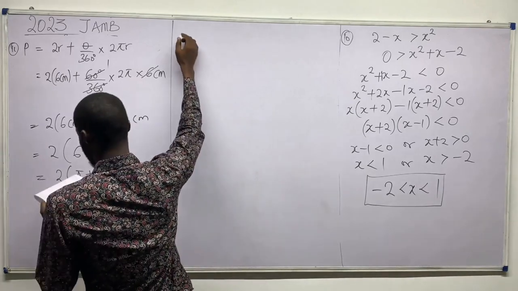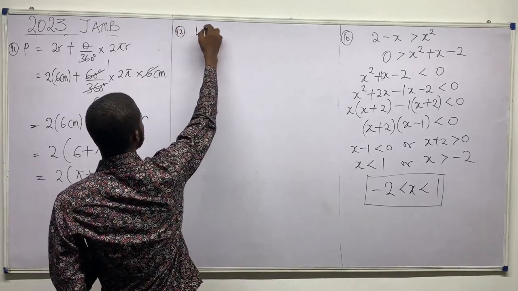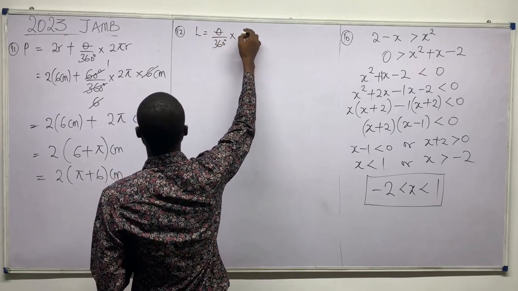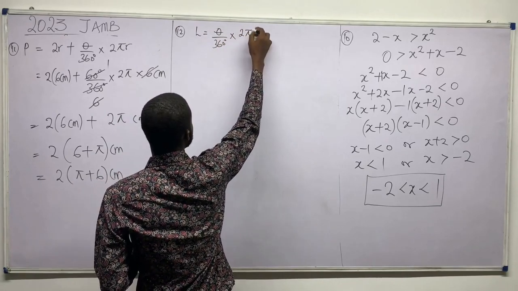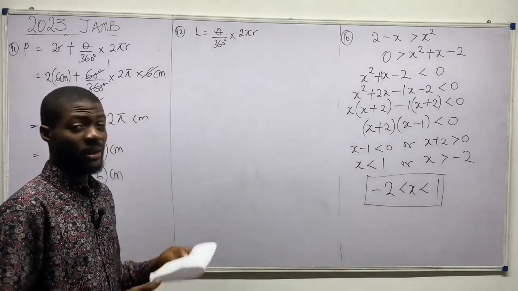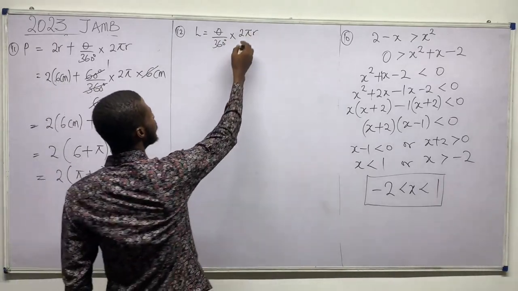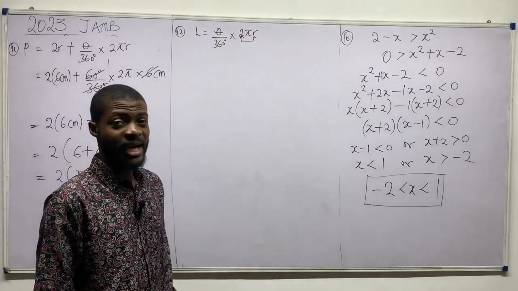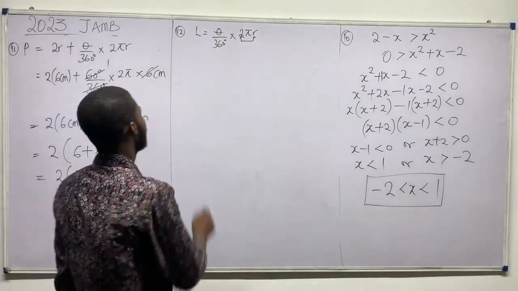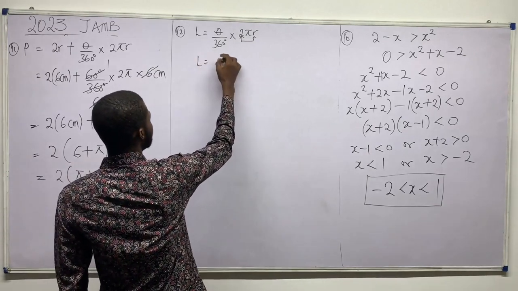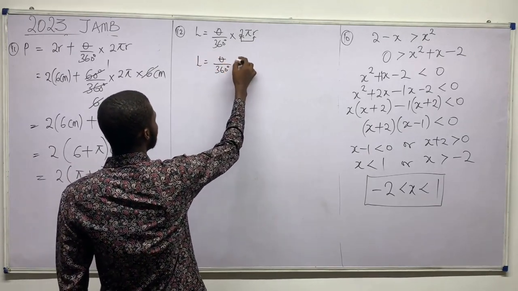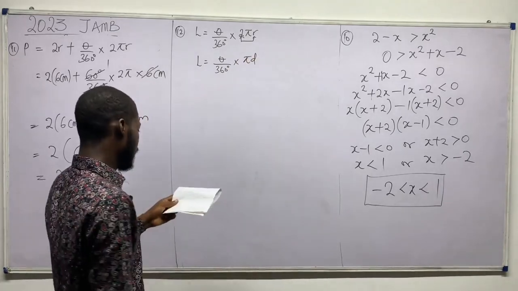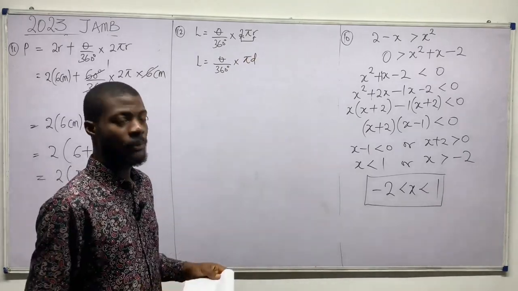The length of an arc, this question 12, length of an arc is equal to theta over 360 degrees times 2 pi r. That's the formula for length of an arc. Now, this is 2 r, right? Do you agree that 2 r is actually your diameter? Yes. So I can rewrite this as length equal theta over 360 degrees times pi d. Makes life easy for me. At this point, I can now proceed.